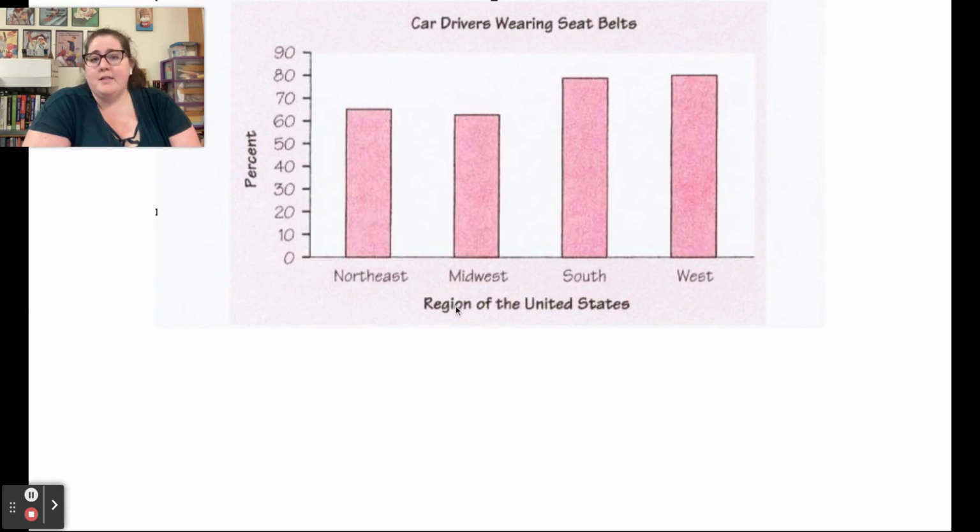If I were describing what I see on this graph, a good rule of thumb is to talk about similarities and talk about differences, talk about overall patterns that you see.